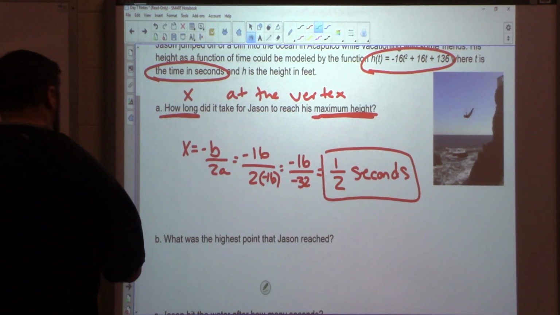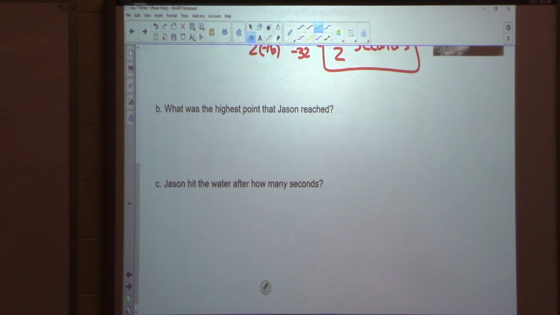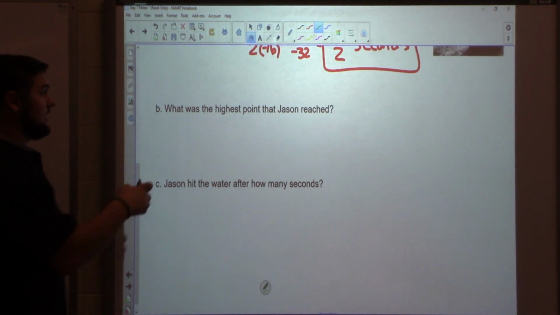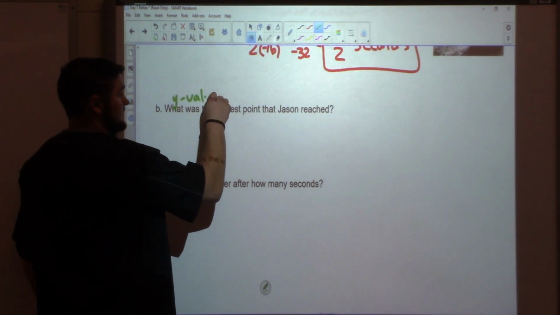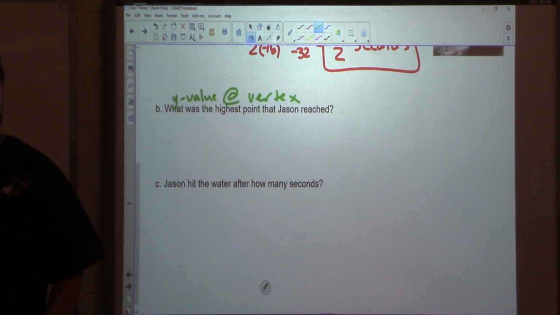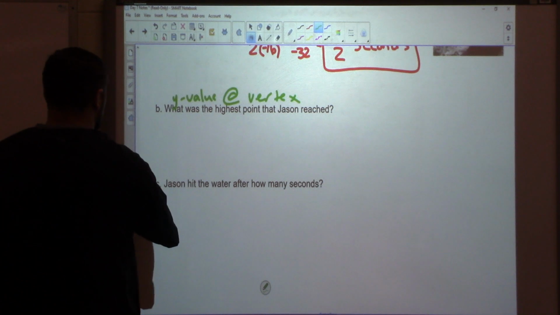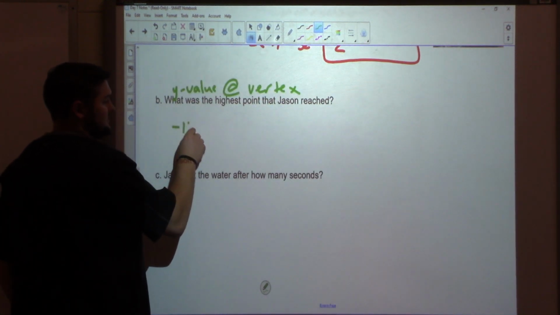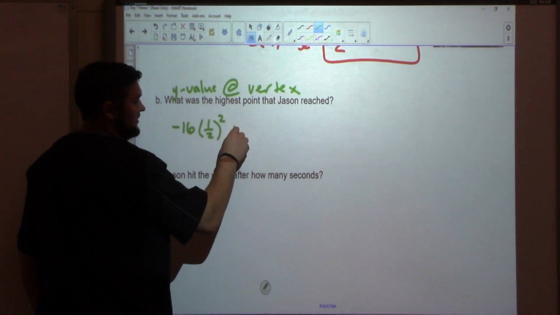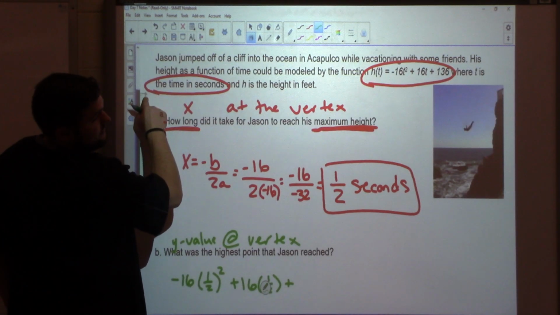Okay? What is the highest point he reached? In other words, what is his maximum height? Well, once again, it's at our vertex, but it's not the time, so we're not looking for x, it's the height. So we're looking for the y value at our vertex. How do I find the y value at my vertex? Plug in your x value, right? Plug it in for t. So we had negative 16 times 1/2 squared plus 16 times 1/2. What was his initial height? What was the ending number? 136. Thank you.